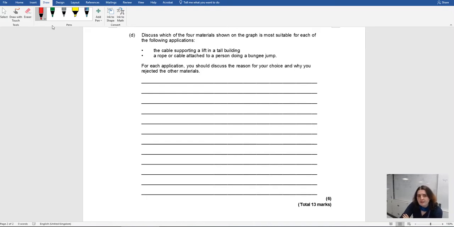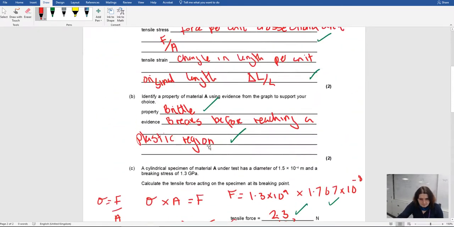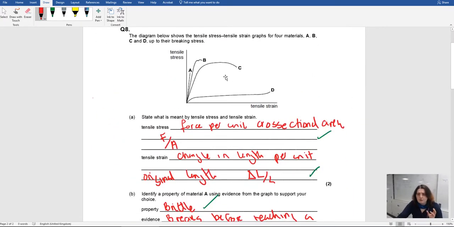There are 2 topics that I need to talk about: the cable supporting a lift, and the rope doing the bungee jump. So the first thing I'm going to do is the lift. In 6-mark questions you can write bullet points, but they have to flow. So I'm going to choose a material for my lift. For a lift, you don't want something that's just going to snap brittly. I want something which will stretch uniformly, and then have a plastic region. So I want B or C. I'm going to choose C.